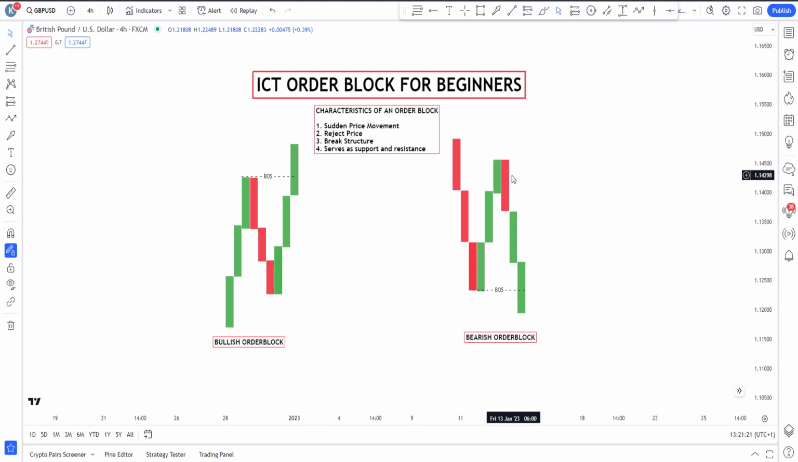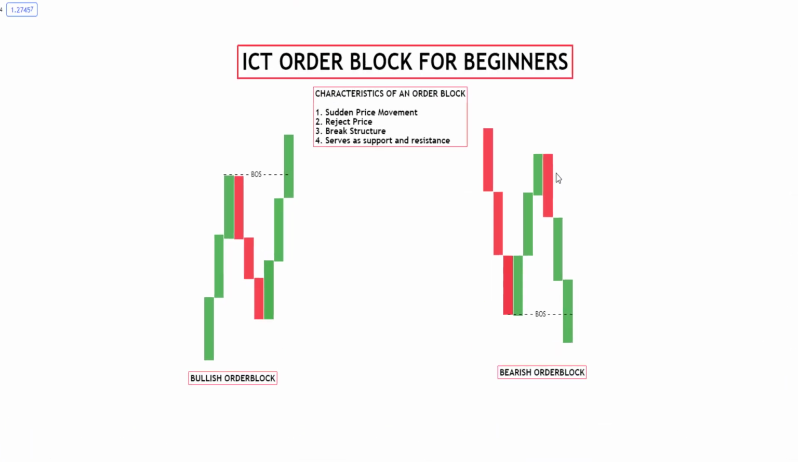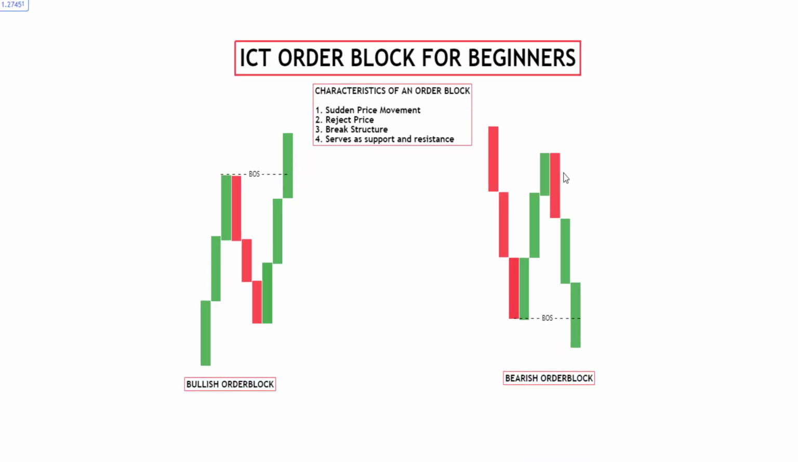For those of you who have been following ICT concepts, you might have heard people talk about order blocks, and you really want to know what exactly order blocks are. That is exactly what I'm going to be discussing in this particular video with you. So what exactly are order blocks? Order blocks are defined by several kinds of people. Different people have their own definition of order blocks, but I'm going to give you a simplified definition on how to basically use these concepts for your trading.